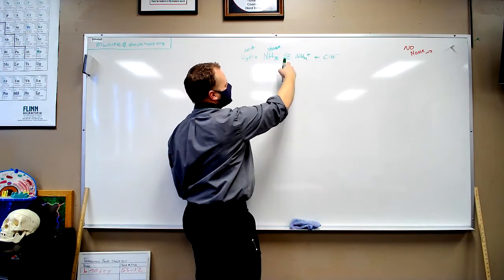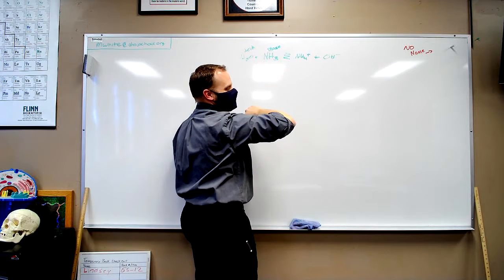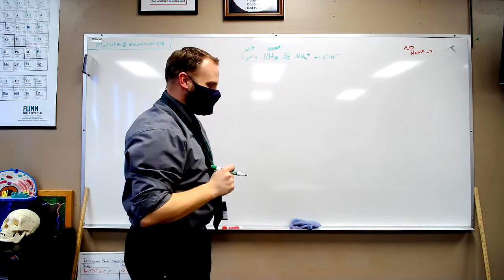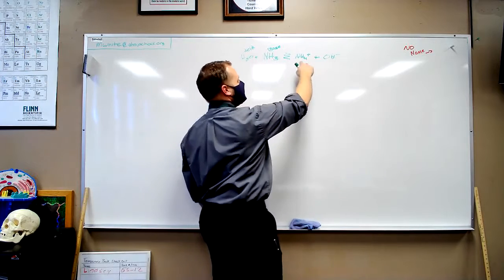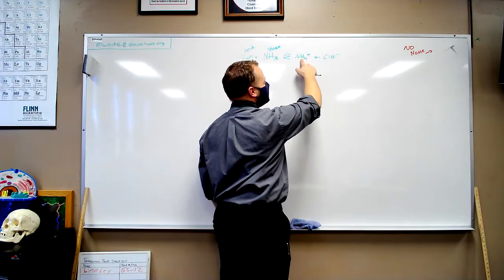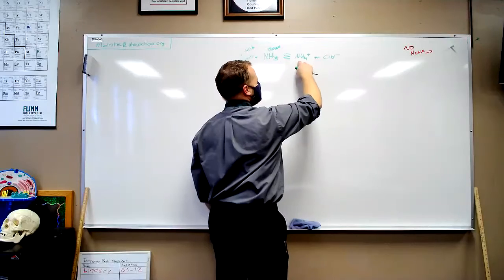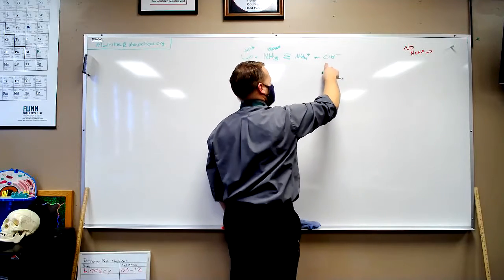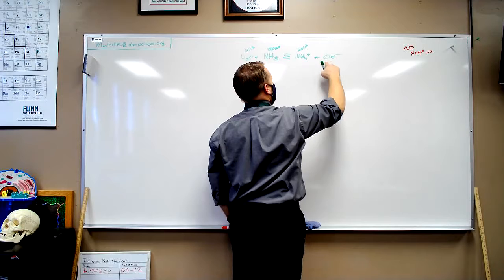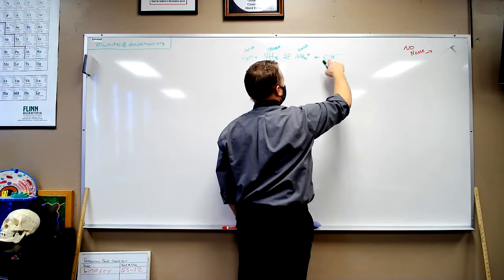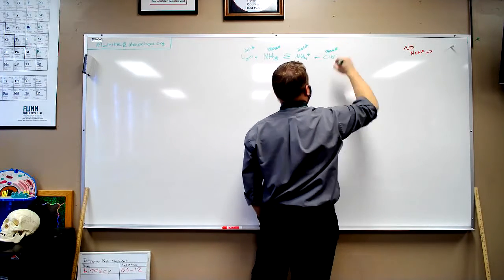But notice we have the double arrow. This is an equilibrium situation. This is reversible. So what can happen is a proton can leave this and join that. So now, since that is donating the proton, this is now the acid, and this is accepting the proton, so it's the base. Okay.